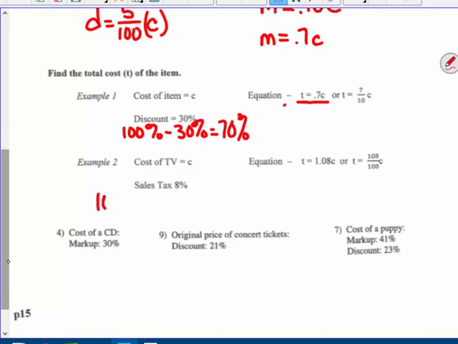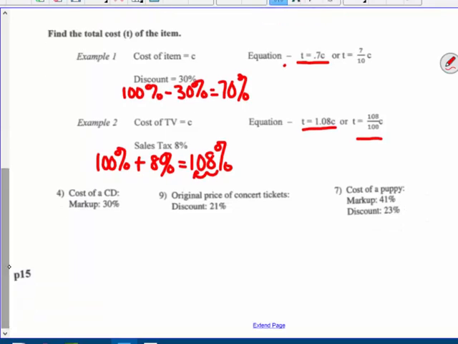Tax is added, so 100% plus my 8% equals 108%. And when I change that to a decimal, that's 1 and 8/100ths. So the total cost equals 1 and 8/100ths times the cost of the item, or the total cost equals 108 over 100 times the cost of the item.